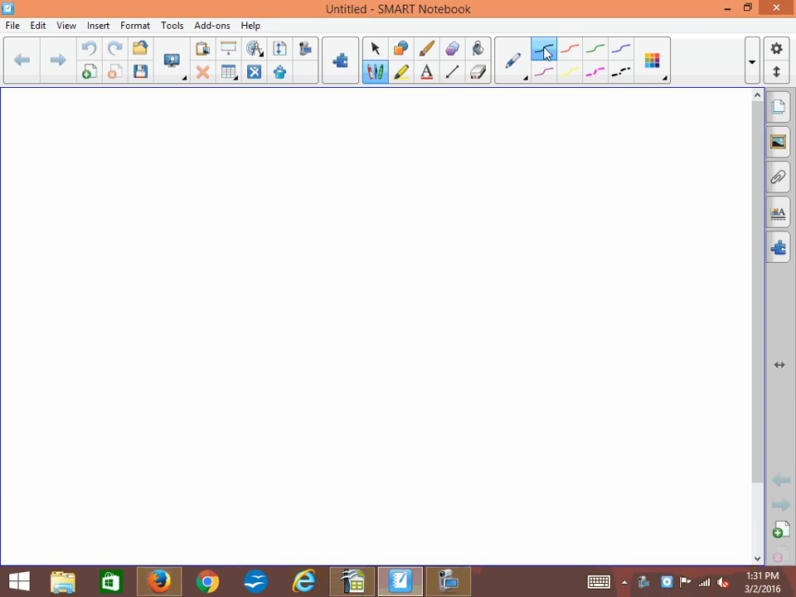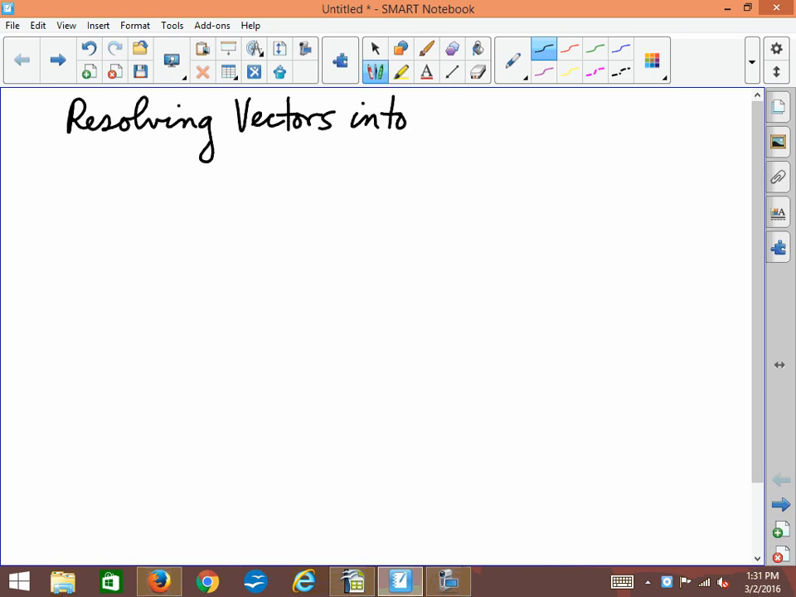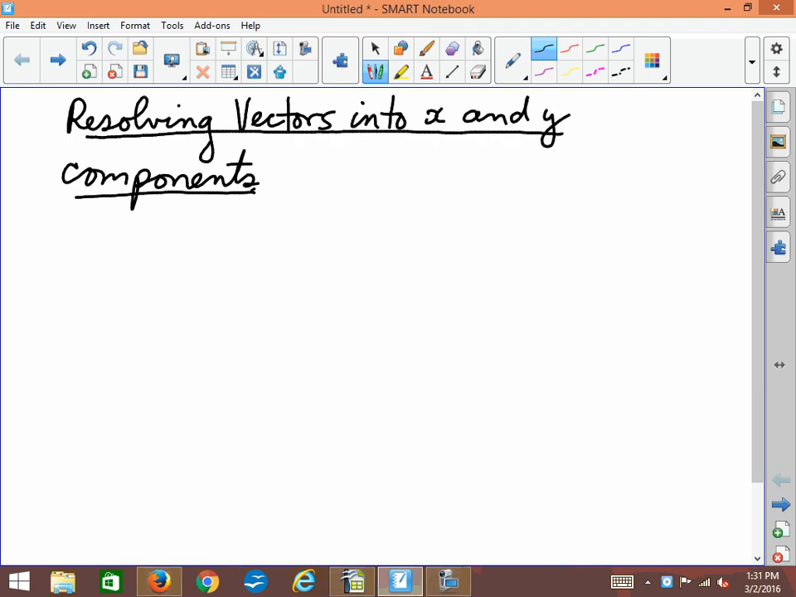So today is all about resolving vectors into x and y components. Now that's a big title, and we'll see in a minute that you can reword that in a way that's a little bit easier to understand. But that's what we're after, so we'll start with that.